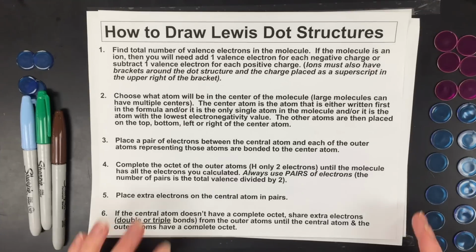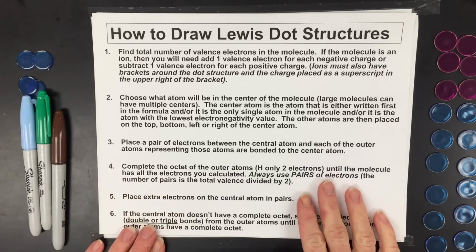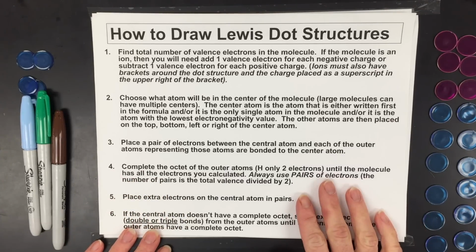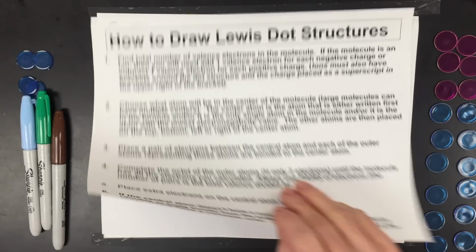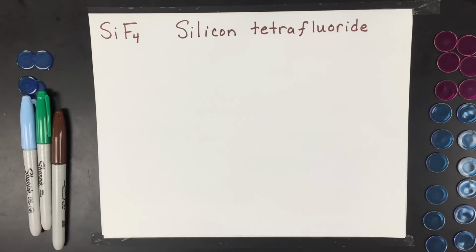Superfluous dot structures, so if you'd like to pause the video right now to record these, and then I'm going to move on to some examples. So the first example we're going to do is silicon tetrafluoride.